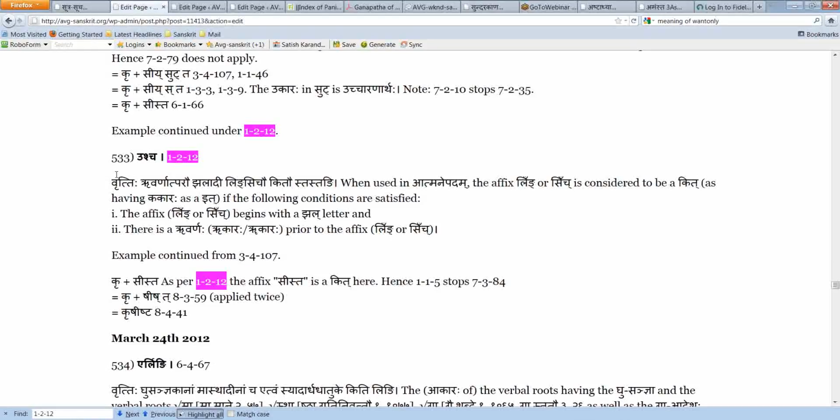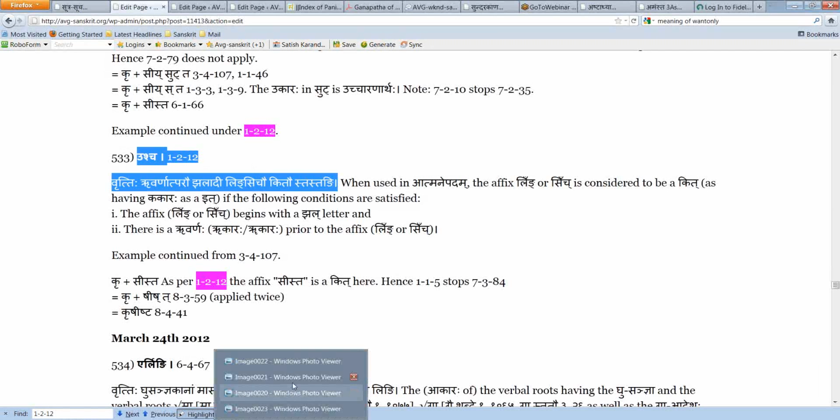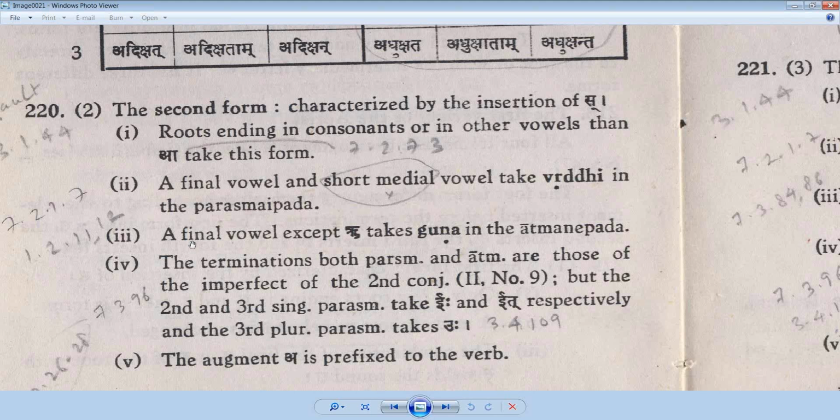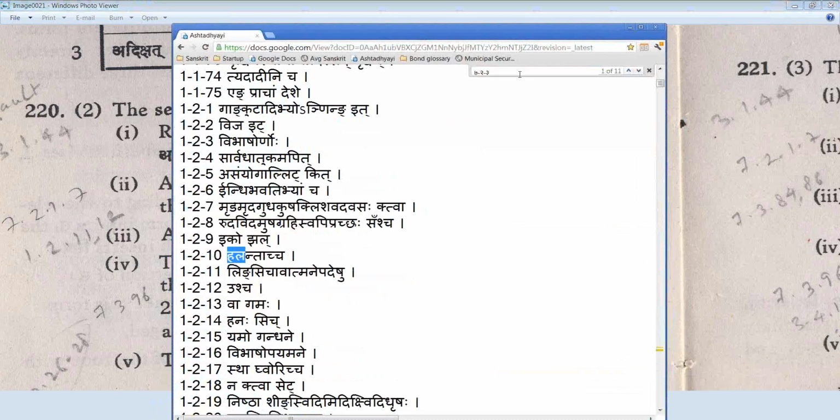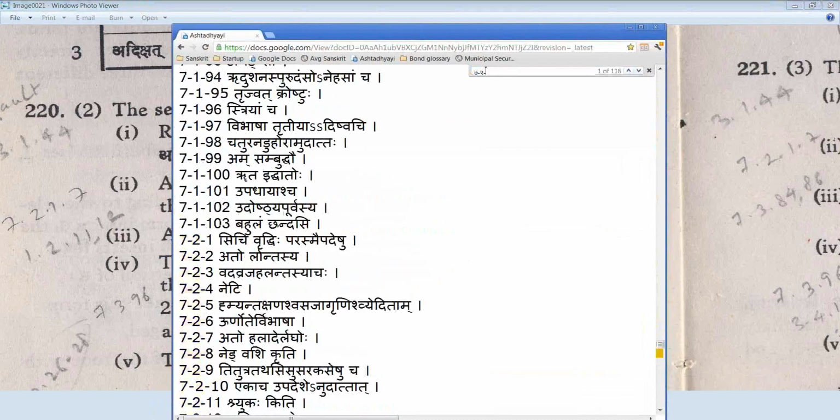So this is what this book is talking about, sutram ushcha, which you have studied. So coming back to the book now, you look at it here. That's why it says a final vowel except ru takes guna. Of course, guna is simply by sichi vruddhi parasmaipadeshu. This entire section which we studied today, from 7.1.1 to 7.1.7, only parasmaipadeshu.